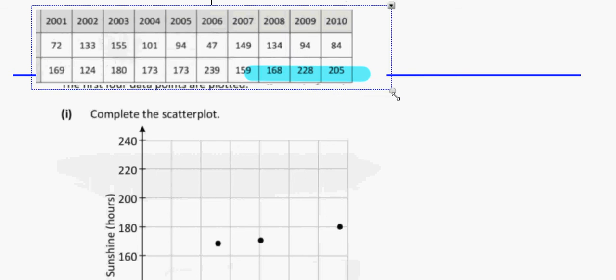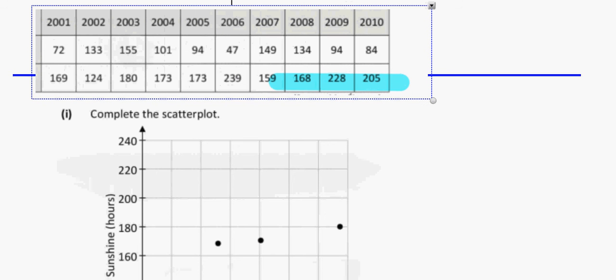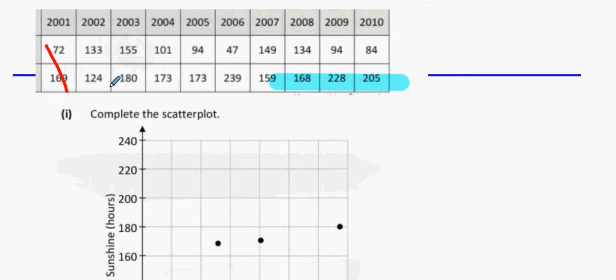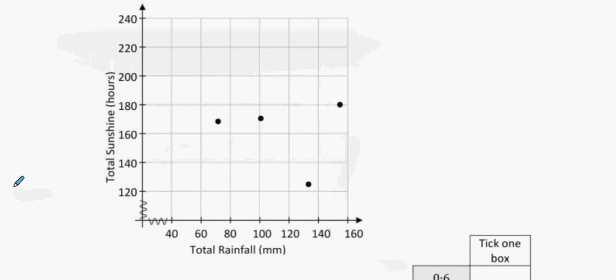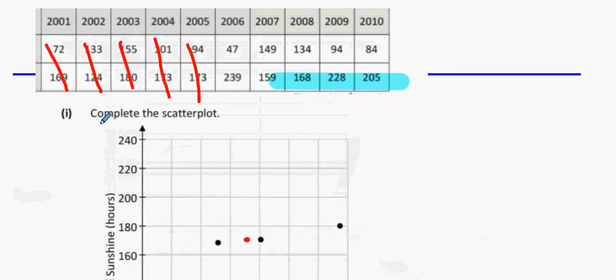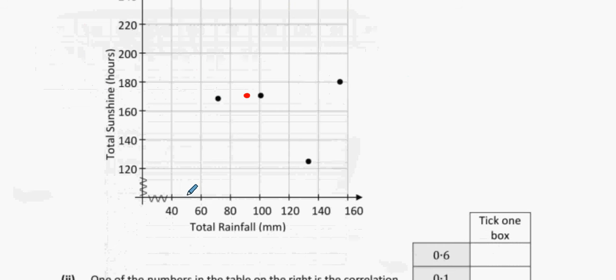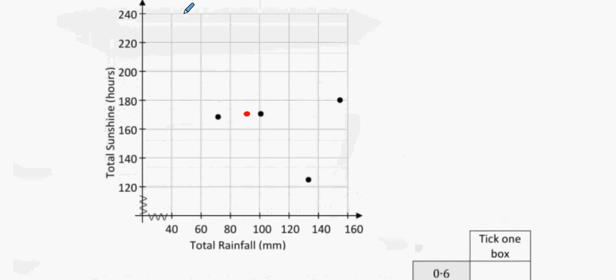All right. Ready? We've done 72 and 169. We did 133 and 124. We did 155, 180. We did 101 and 173. Now I have to go for 94 and 173. 94 is here. 173 was somewhere around there. So just a rough idea where it is. You're not going to be able to do it exactly. 47 and 240 roughly. 47 will be around here. Where's 240? All the way up there. That's a real outlier, isn't it? Or I don't know yet, actually.